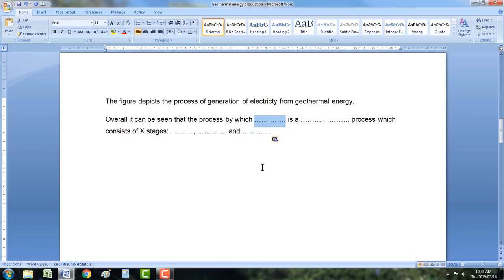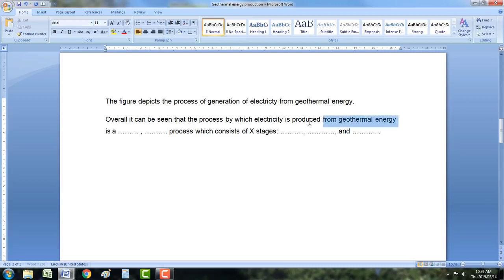The process by which electricity is generated is a, and then you're going to have two adjectives in there. I'll tell you what they are. Process, which consists of X stages. This is the number of stages. In our example, it's 5. And then you're going to try and name the stages, which can be difficult. So, the process by which electricity is produced from geothermal energy. This whole thing, this is one big noun phrase.